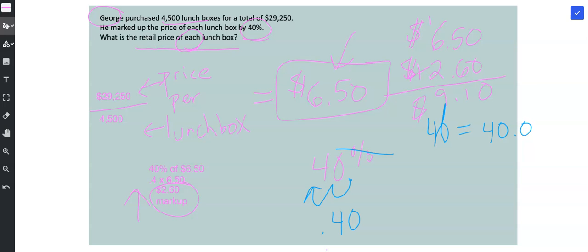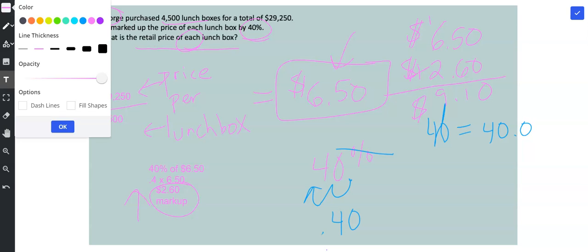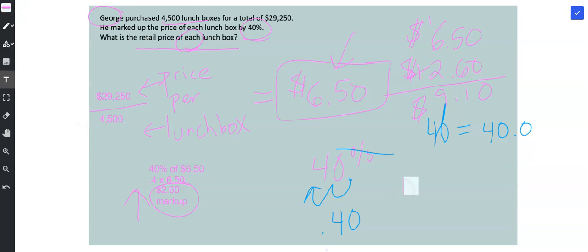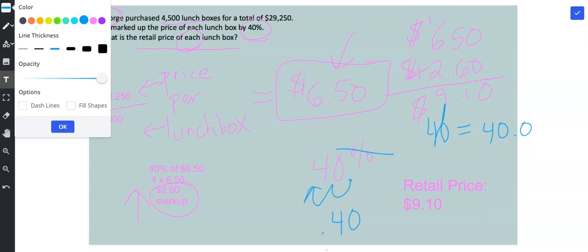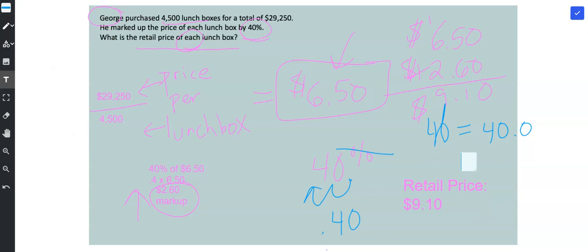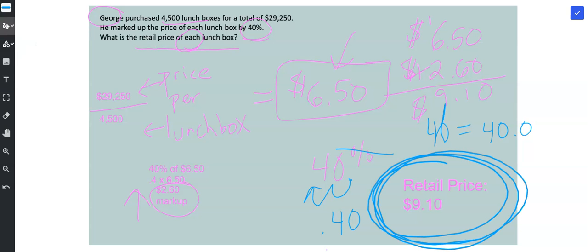So $9.10. So I'll go back to my typing tool, make this a little bit larger, and type the retail price of the lunchbox is $9.10. And then I'll make sure I circle that so after all this work, you can tell what the answer is.